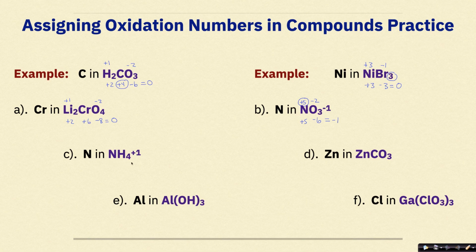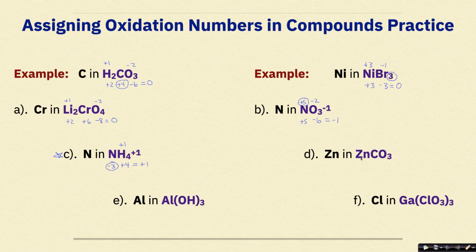N in NH4 plus 1 really tends to trip people up. Hydrogen can only have a negative charge if it's with a metal. Nitrogen is not a metal. Therefore, hydrogen has to be plus 1. 1 times 4 gives me plus 4. The overall charge is going to be plus 1, which means nitrogen has to be negative 3. Be careful of this one.